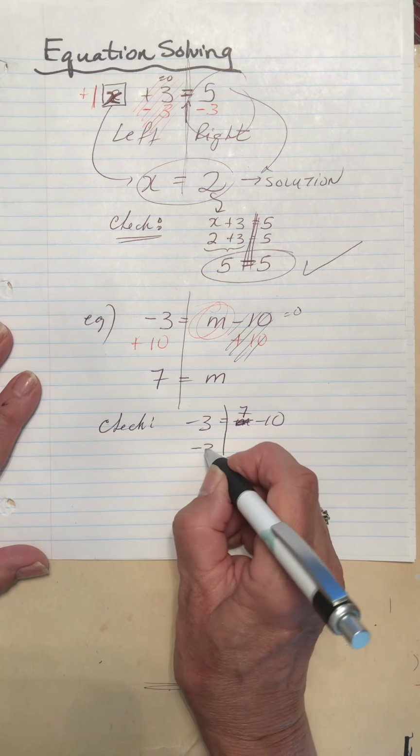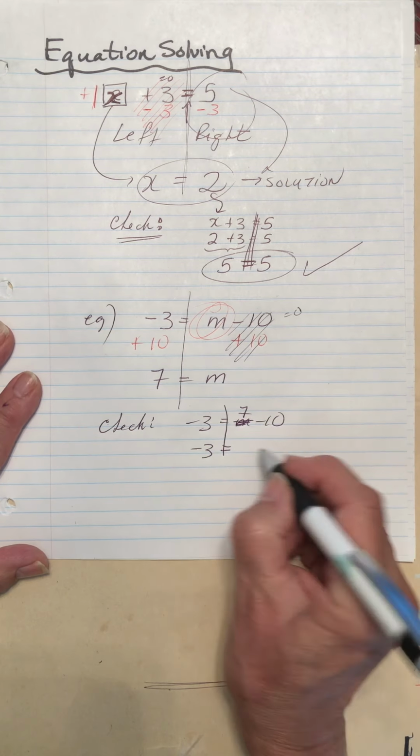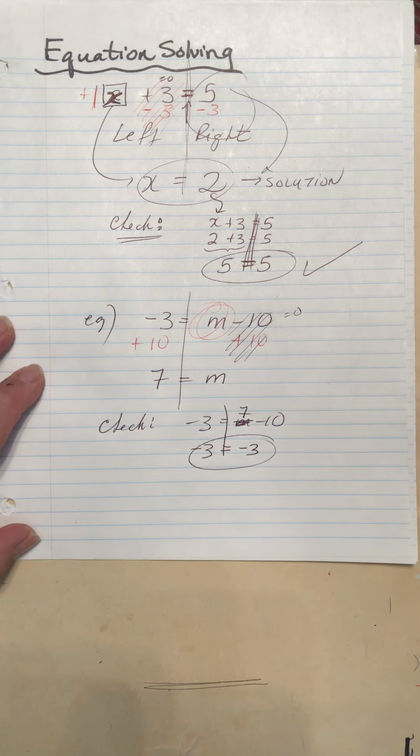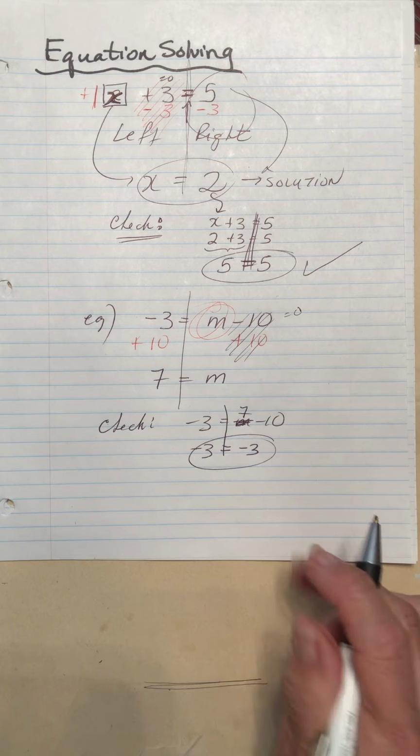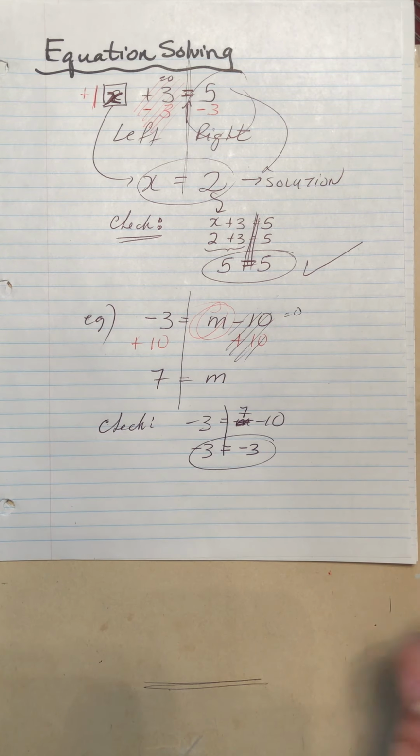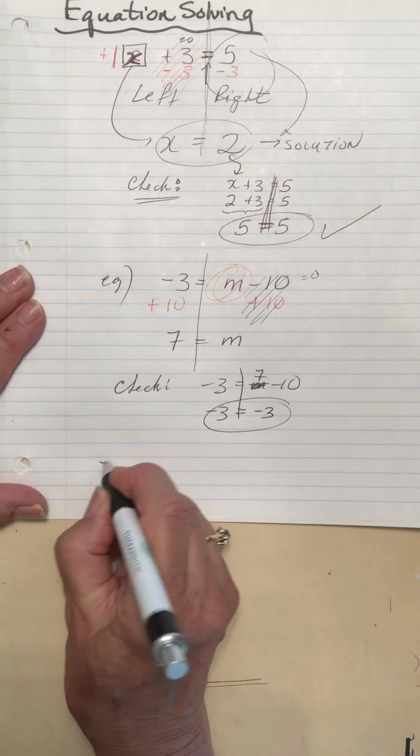This side is negative 3. 7 minus 10 is negative 3. That's a correct statement. Negative 3 does equal negative 3, so I'm done. Okay, another one.